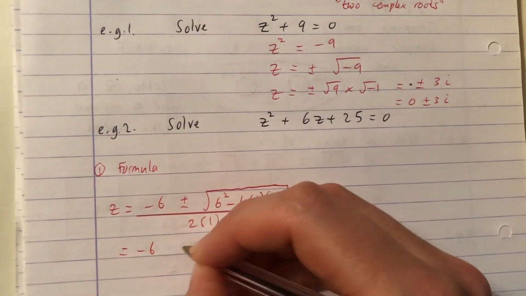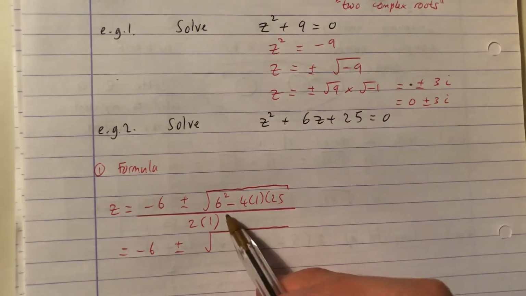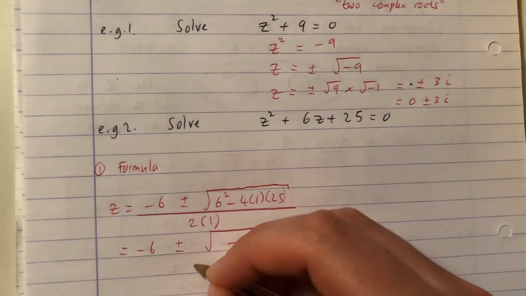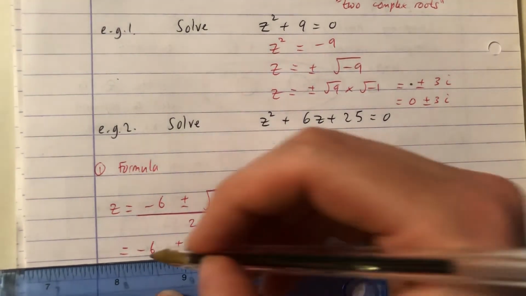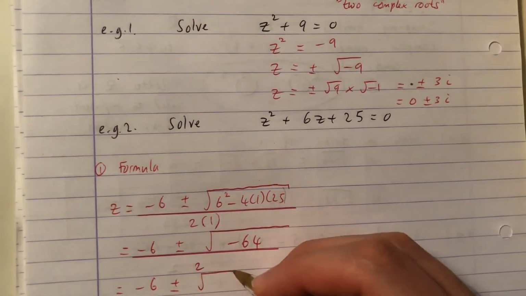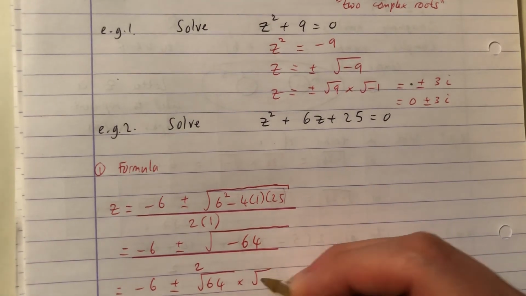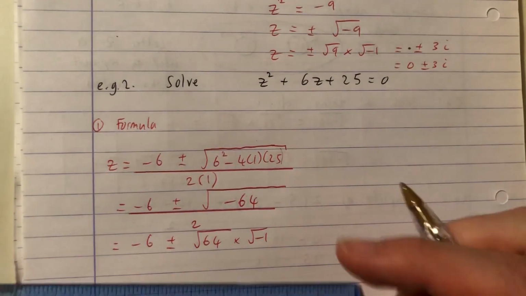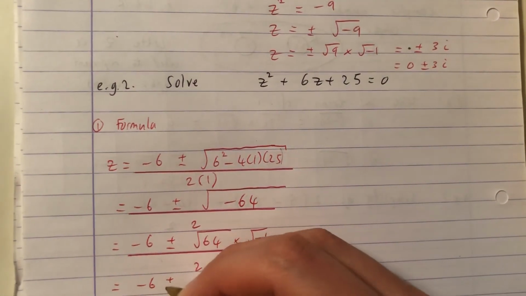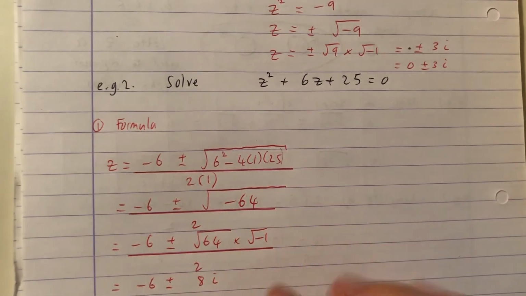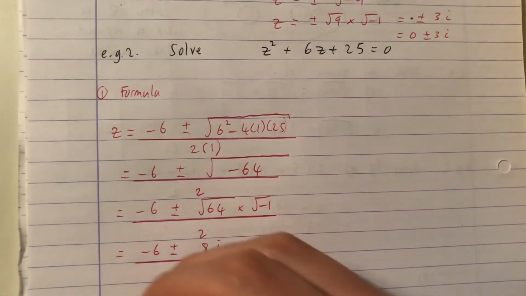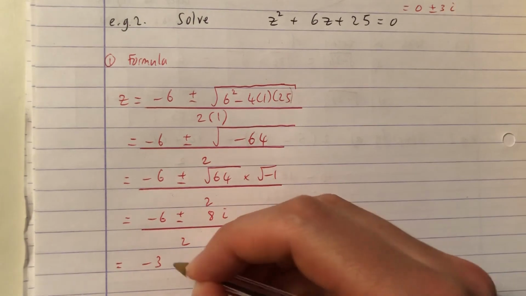which would be minus 6 plus or minus the square root of 36 subtract 100 is negative 64 over 2, which is the same as minus 6 plus or minus the square root of positive 64 times negative 1 over 2, which is negative 6 plus or minus 8i over 2. And the shortest way to write that is minus 3 plus or minus 4i.